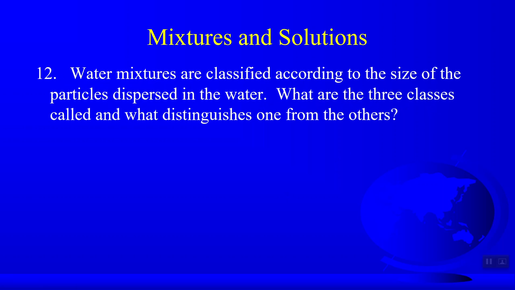All right, so we're in question number 12. Water mixtures are classified according to the size of the particles dispersed in the water. What are the three classes called, and what distinguishes one from the other?